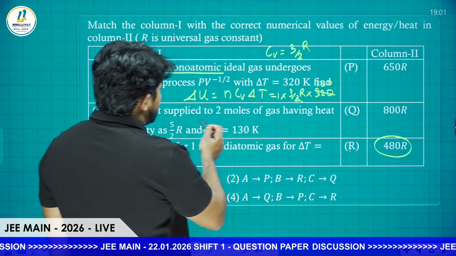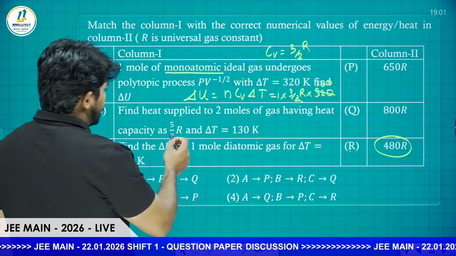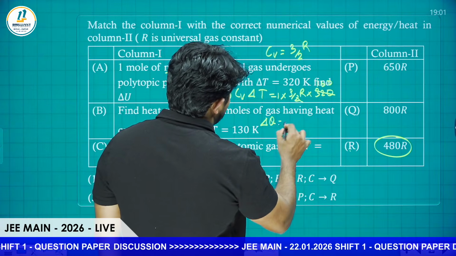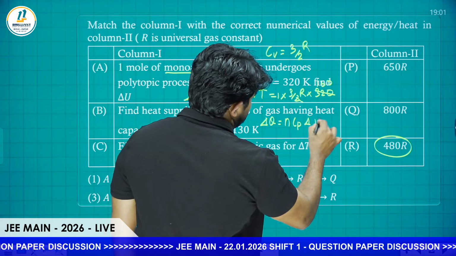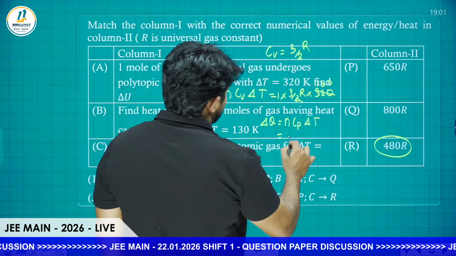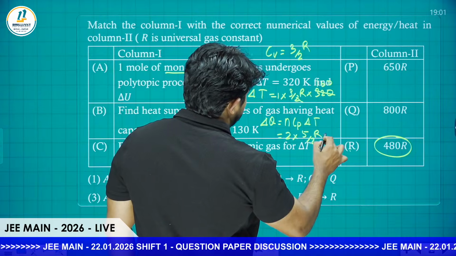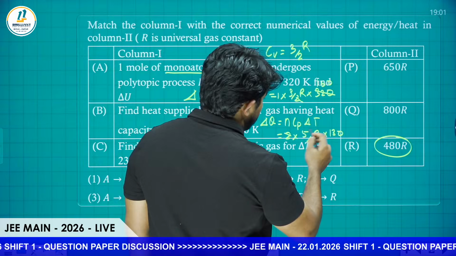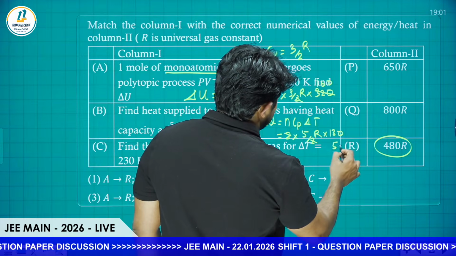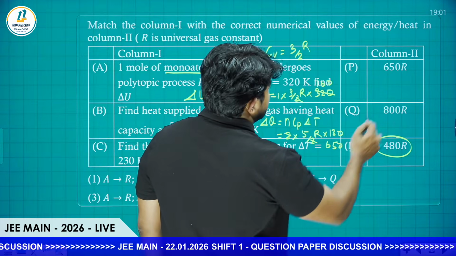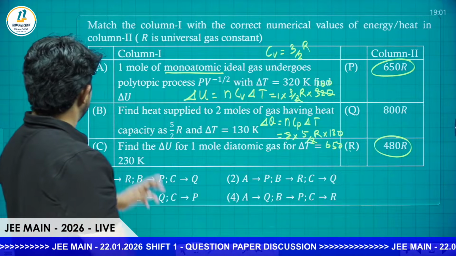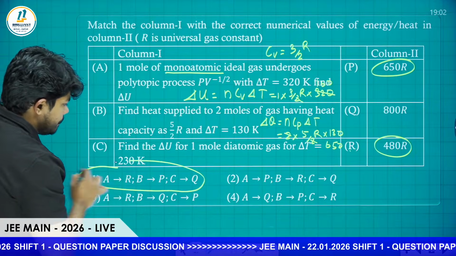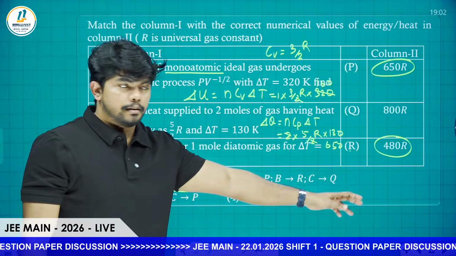The next one is to find the heat capacity of 2 moles of gas having heat capacity of 5 by 2 R and delta T. Obviously delta Q is equal to nCP delta T. What is n here? 2, and 5 by 2 R. CV is also given, CP is also given, 130. So this will be 650. 650 R will be B. B will be P. Okay, the first option will be the correct one. You don't have to look at the next one.